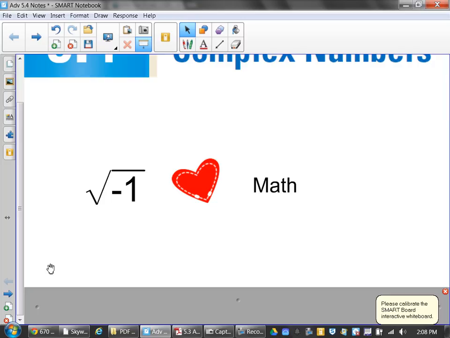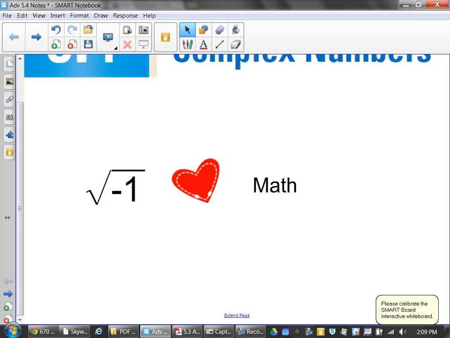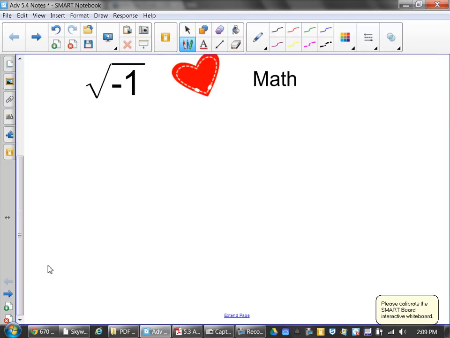Okay. Now, as of right now, you guys have only been dealing with numbers that exist, numbers that you can count, numbers that you can work with, rational, irrational, whatever. What's going to happen here is we're going to start talking about imaginary numbers. And what I want you guys to think of is the following.